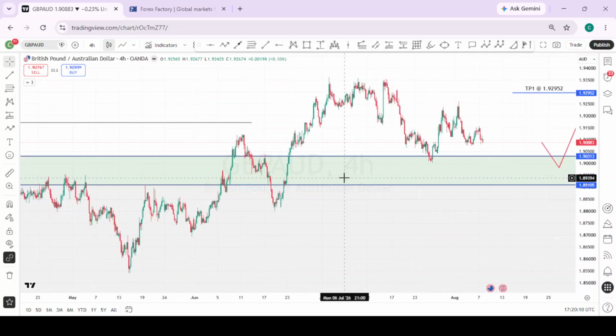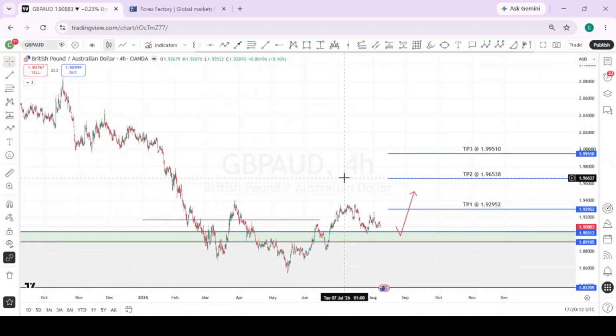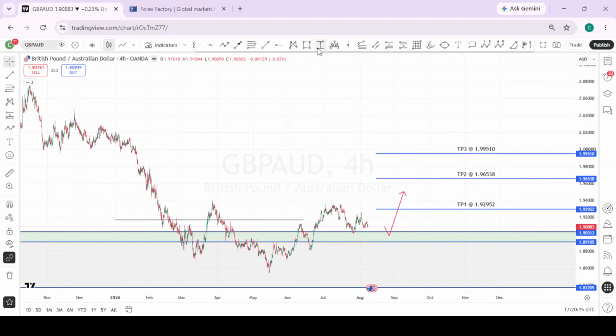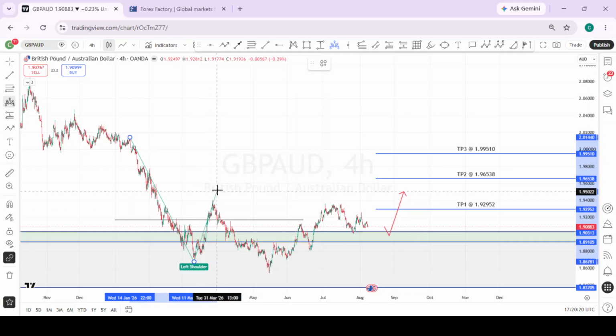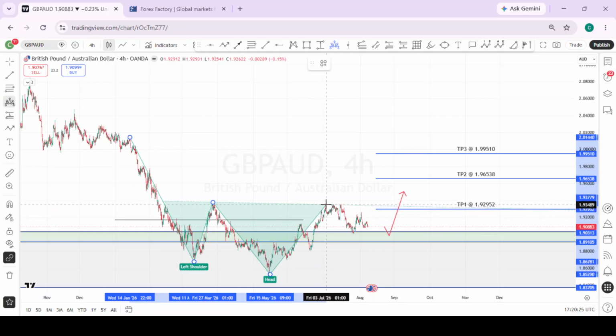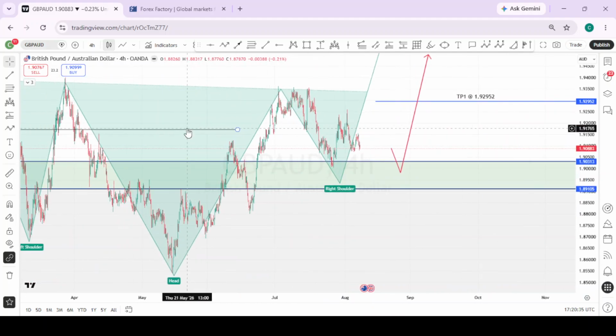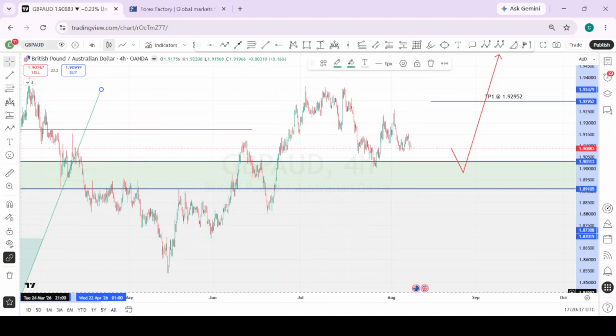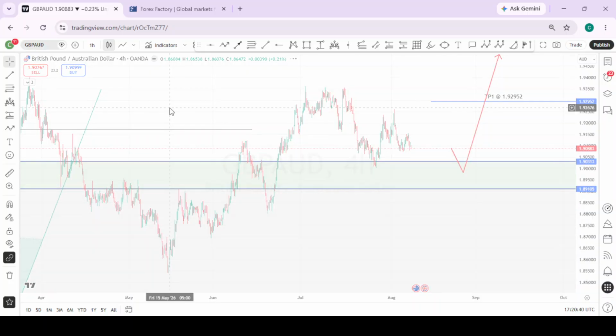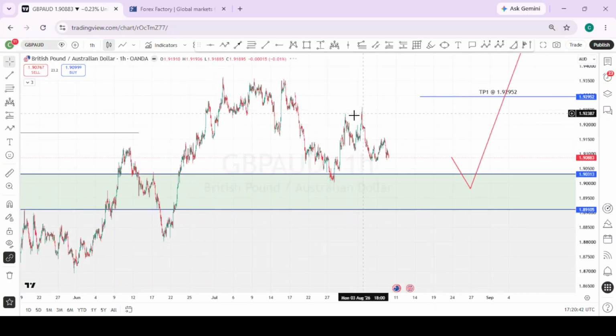This is GBPAUD. GBPAUD is developing a potential inverse head and shoulders. So this is the left shoulder, the head, and we are looking for the possible right shoulder to form properly. Then we look for our buying opportunities to the upside. Currently this is the right shoulder that is developing, and we anticipated that this might form a potential harmonic pattern on the lower time frame. So we'll be patient to see how the B to C leg develops, and we look for buying opportunities to the upside.